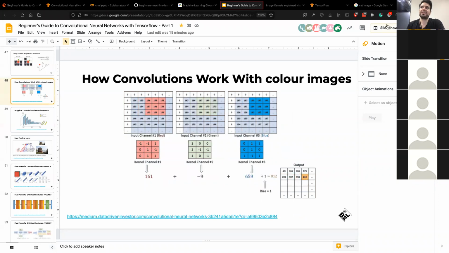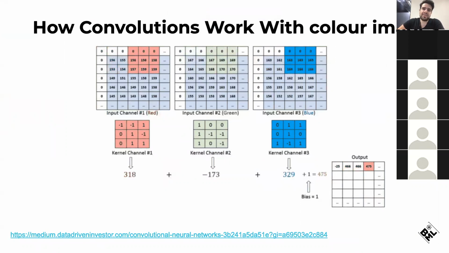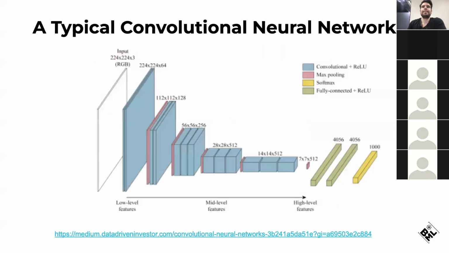And when you're working with color images, this is how it looks when the kernel passes through your image. The kernel passes through each color channel. You can have the same kernel pass through each color channel, or you can also have different kernels pass through each color channel. All right, so that's basically what a typical CNN looks like.